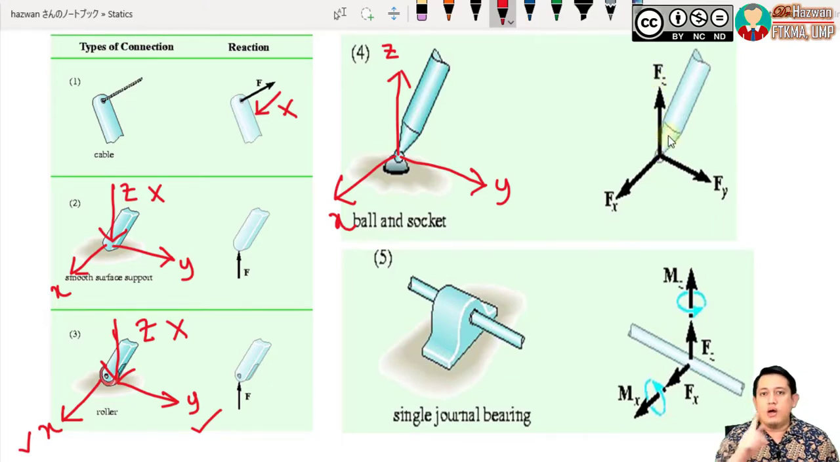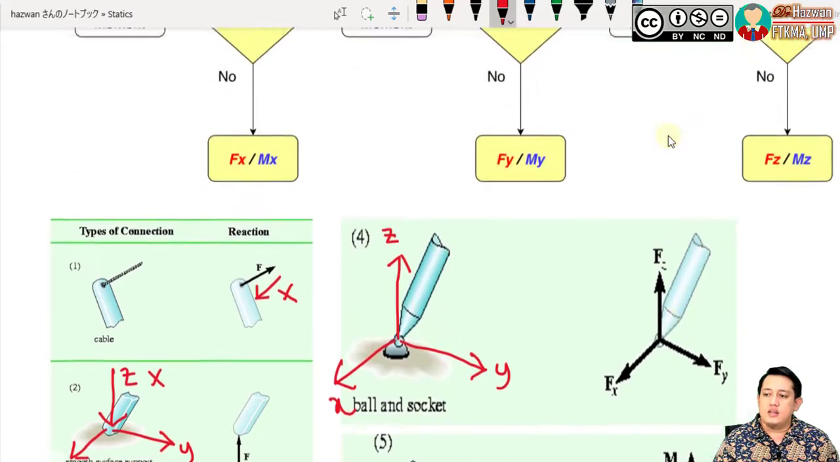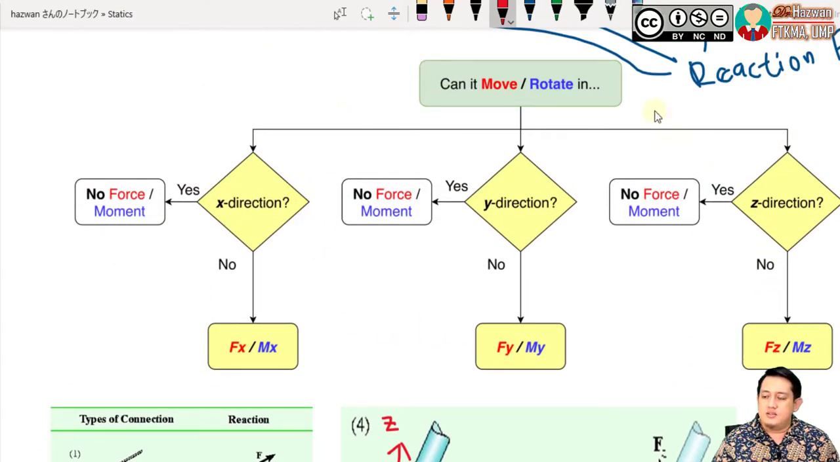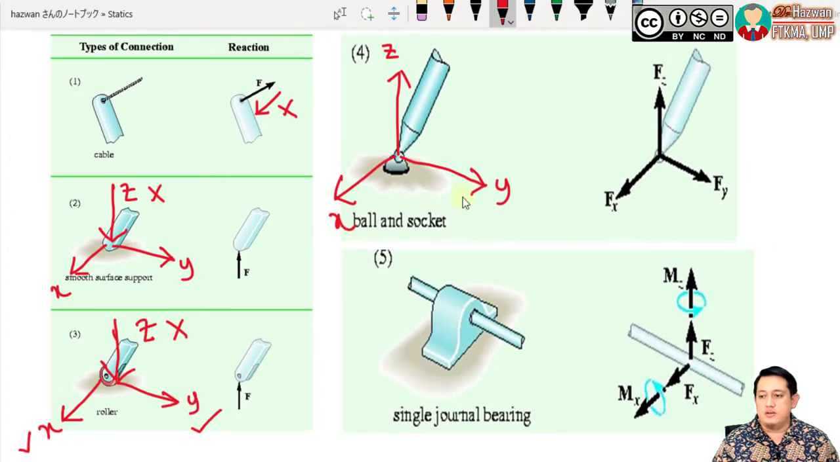So what about rotation? Look at the flow chart again. Can it rotate in the X direction? If yes, no moment. If no, it means we have a reaction moment. Let's take a look at this ball and socket. The X direction is this one, and this is the rotation about it.